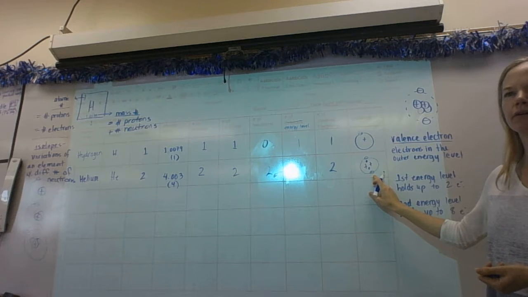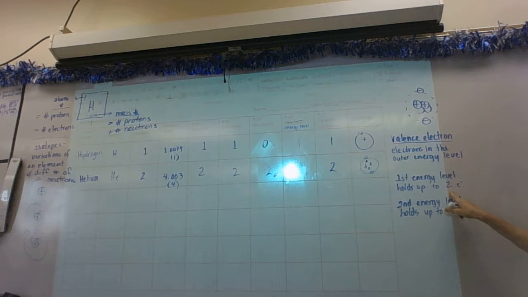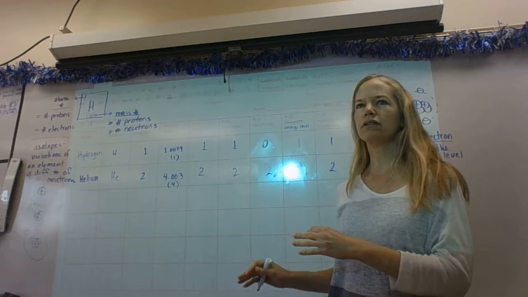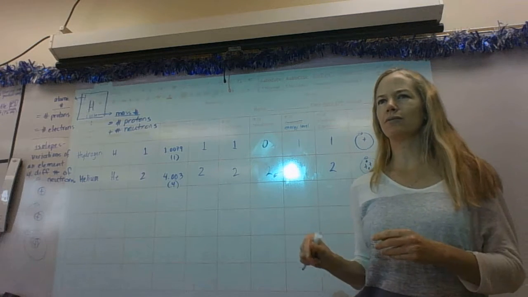Where would we put it? Could it fit in that ring? No, we just learned it only holds up to 2. We'd have to make another ring. And that's how we know how many energy levels there are. There are some tricks you're going to learn as we get a little bit further along. You're going to see some patterns in the periodic table that are going to make this a little bit easier.